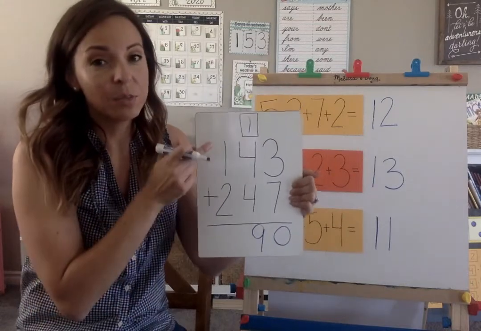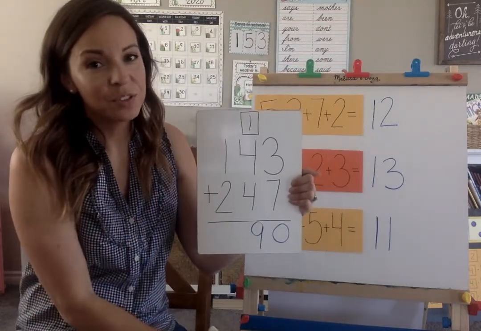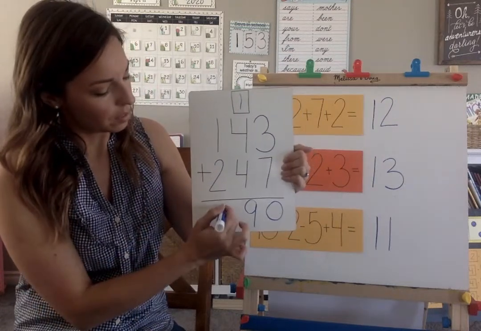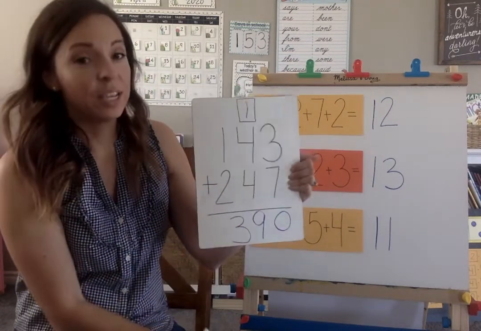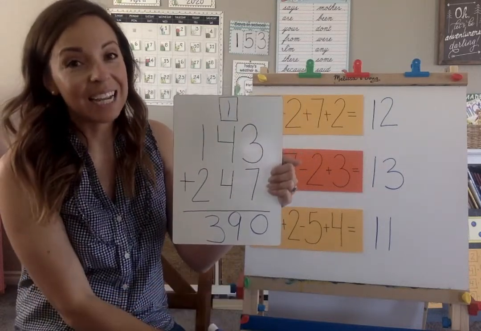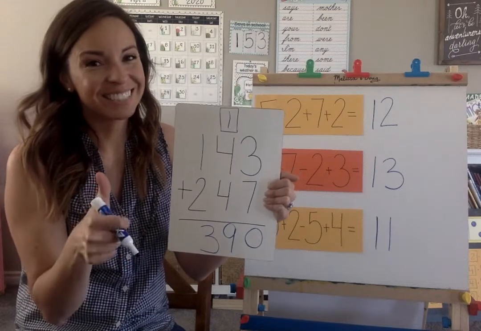And then for the hundredths place, you just add those two numbers just as they are. 1 plus 2 equals 3. So your answer should have been 390. Give me a thumbs up if you got it right. Good job.